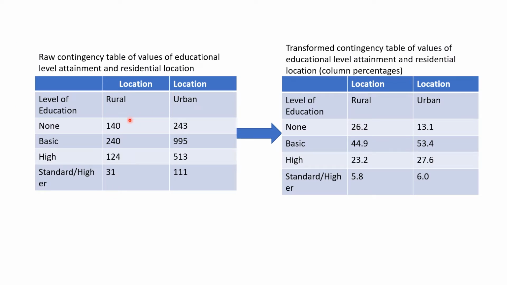Then these were the data I gathered after collapsing my variables and drawing the contingency table. For the level of education, I have different categories: none, basic, high, and standard. For location, I had just two categories, urban and rural. I then transformed that into a proportion table. My location was my categorical explanatory variable, so I calculated the column percentages, and these were the numbers I derived.